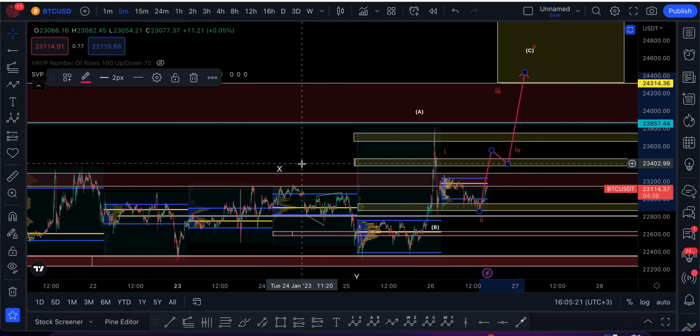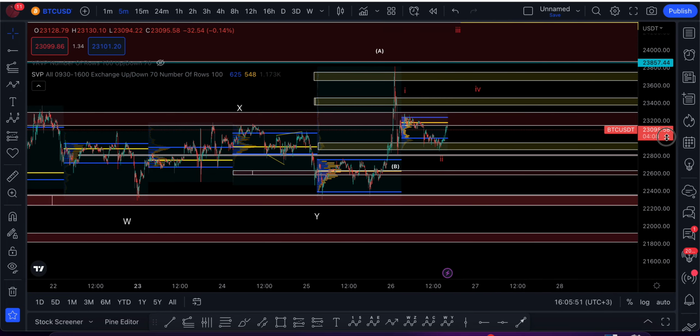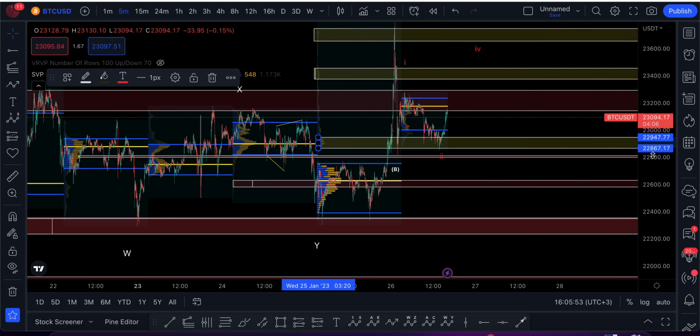So that's basically that. So the first one is about this structure here. If we can make a three-wave structure here, get rejected, break this low, then I'll be favoring the move to the downside. If we stay above this resistance level, this node here, right? If we can stay above that price, then I'll be expecting a move to the upside. So this area of support, if I click on this, you can see on the right side, we have 22,947, 22,867. That's the area of support that I'm talking about.